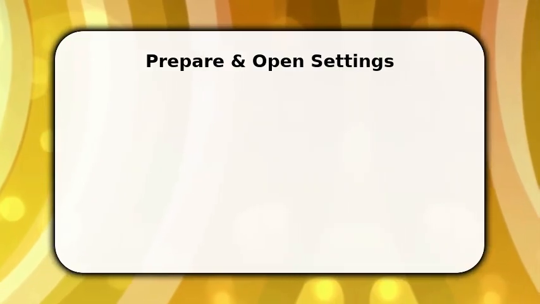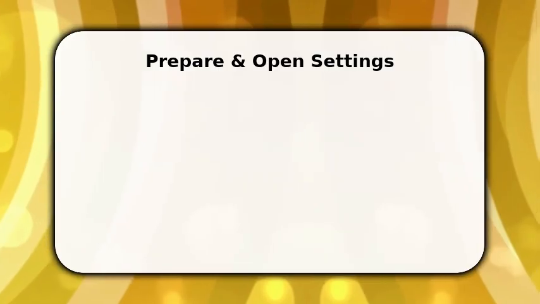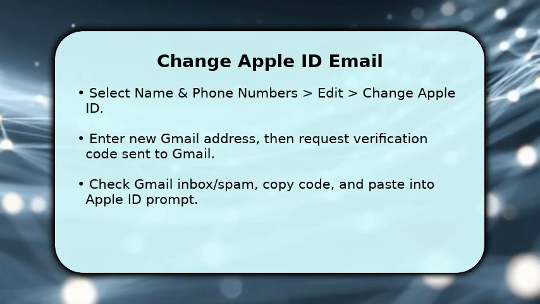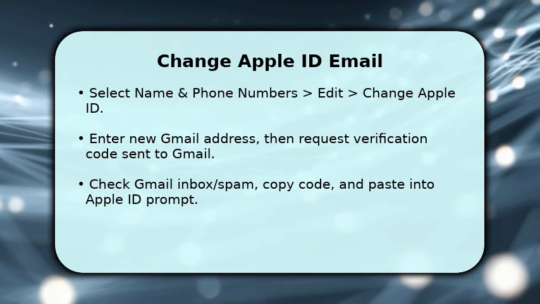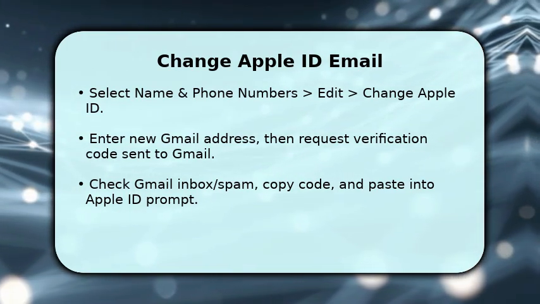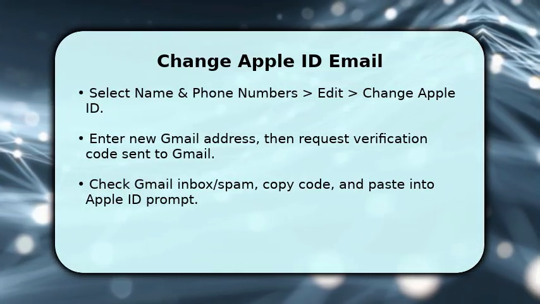You need to be online and have the Gmail inbox open so you can confirm messages or codes immediately when Apple requests them. You now change the Apple ID to your Gmail address by tapping name and phone numbers and choosing Change Apple ID. Enter the Gmail address you want and press Continue. Apple will send a verification code to that Gmail.